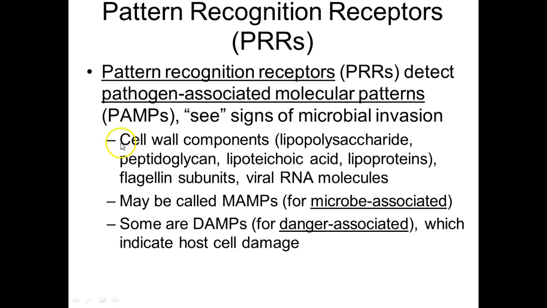So the important ones here are receptors that recognize general patterns. They're abbreviated PRRs, for pattern recognition receptors. They can detect pathogen-associated molecular patterns. Well, what would that be? This is the important part right here.